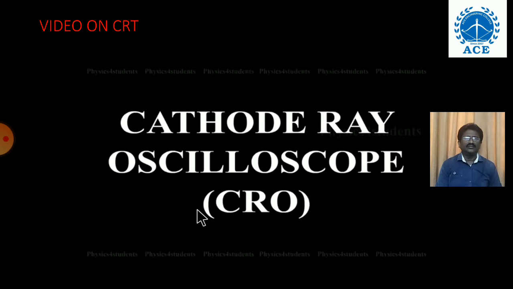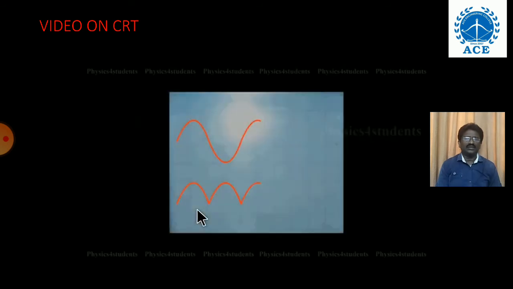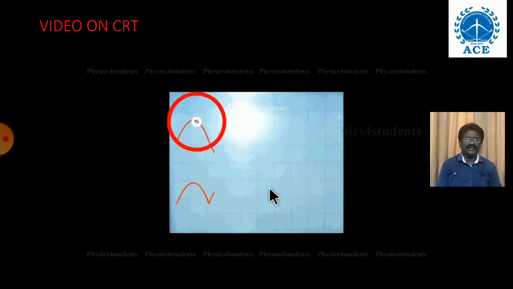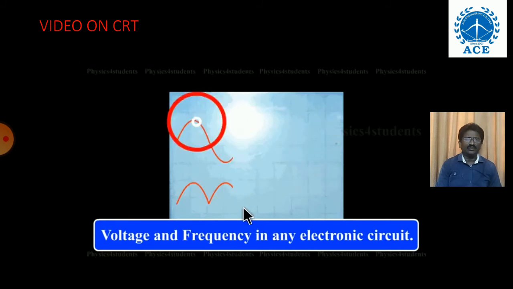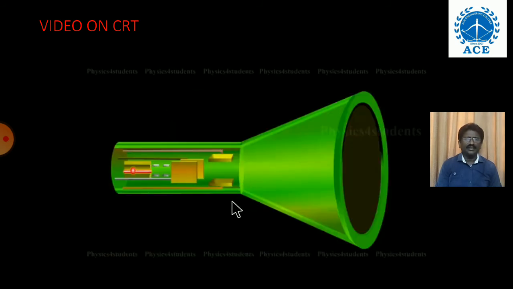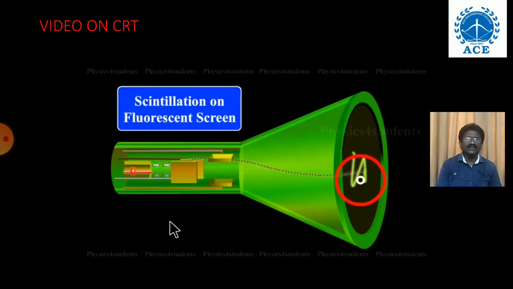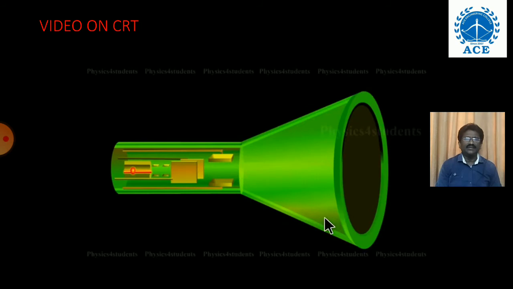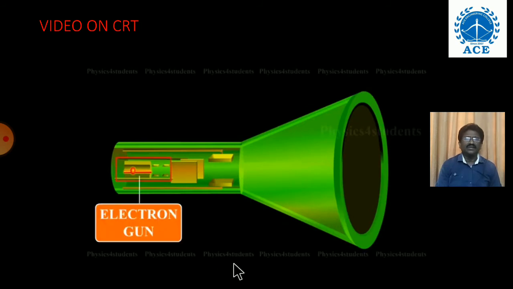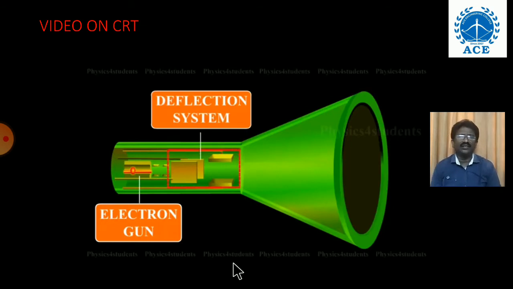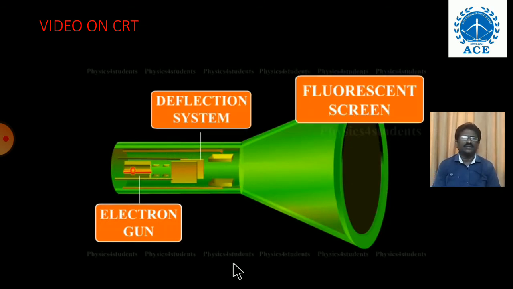Cathode ray oscilloscope, CRO. This is a most useful electronic instrument. With the help of CRT, it gives a visual representation of electrical quantities on the screen, such as voltage in the form of a sine wave, according to our electronic circuit, providing an input signal. It makes use of the properties of cathode rays, which are deflected by electric and magnetic fields in the tube and produce scintillation on the fluorescent screen. CRO consists of 3 sections: an electron gun, a deflection system, and a fluorescent screen. These are enclosed in a glass tube which is completely evacuated.